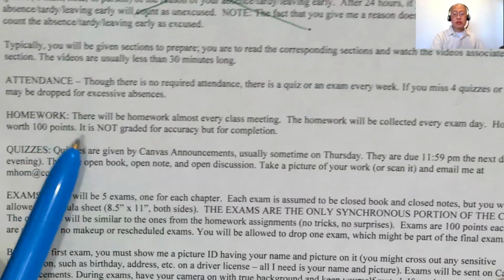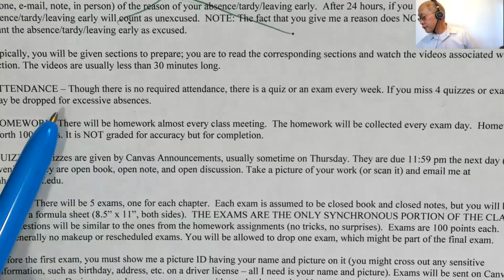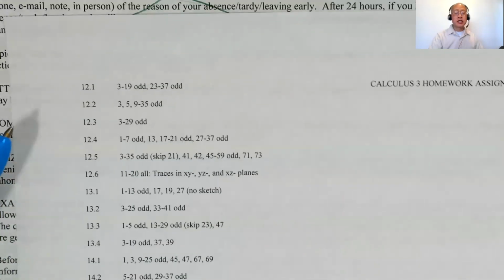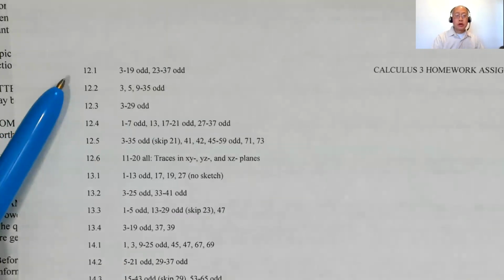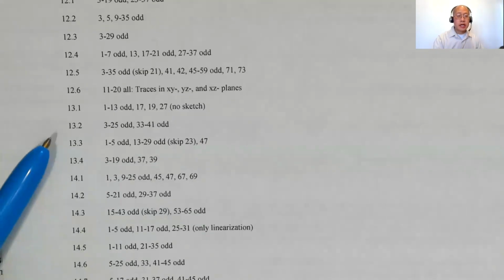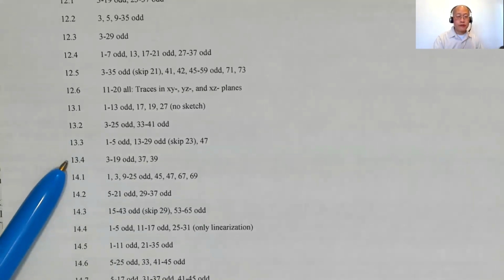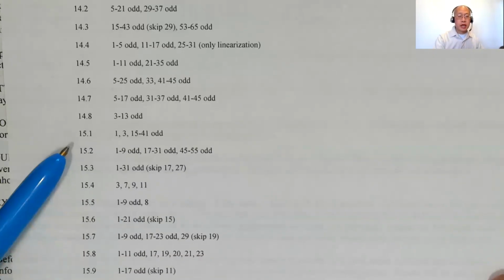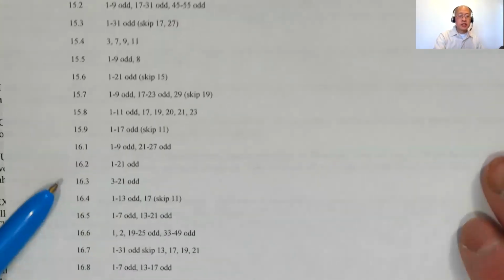All right, so you turn in the homework. What is the homework? Right. So you've got the homework for the entire semester. Unless I decide to change something, here it is. So first exam, chapter 12, you turn in 12.1 to 12.6. Second exam, 13.1 to 13.4, only 4 sections. Third exam, all of chapter 14. Fourth exam, 15.1 to 15.9. Fifth exam, 16.1 to 16.9. That's what you turn in.